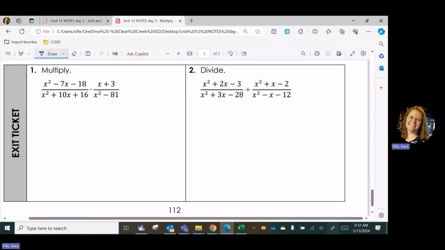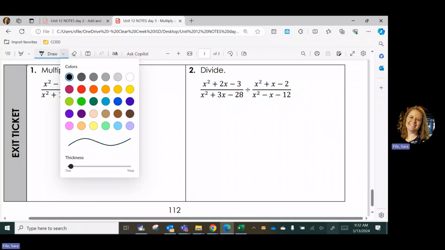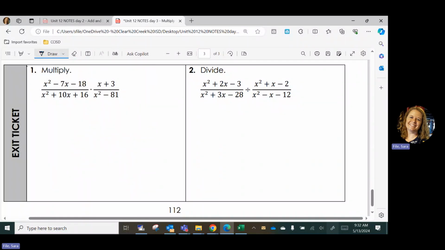And 1 divide, rational expressions. So for number 1 first, multiplying, we want to make sure everything is in factored form. So this expression on the left, the numerator needs to be factored.